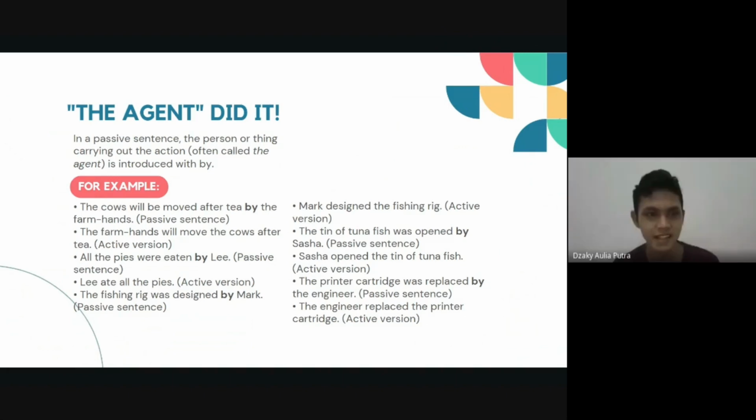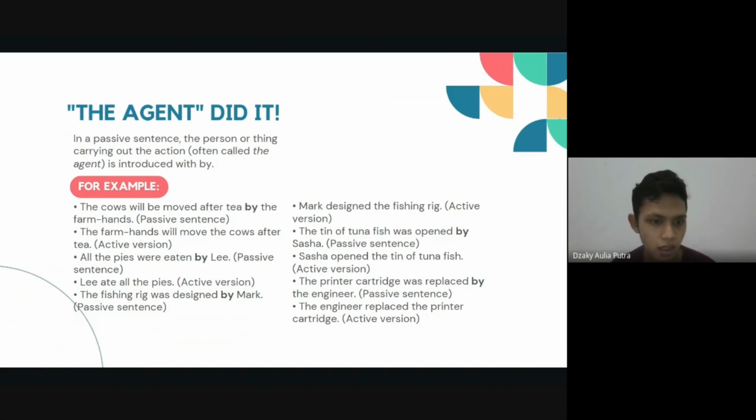The agent did it. In a passive sentence, the person or thing carrying out the action, often called the agent, is introduced by "by". For example, the cows will be moved after tea by the farmhand. And the active version: the farmhand will move the cows after tea.